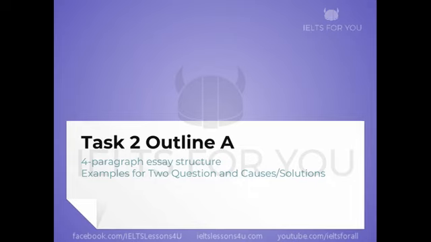Okay, now that we understand what types of essays we might encounter, it's time to start looking at an outline that we can use in order to approach these different essay types. So here we're going to look at a 4-paragraph essay structure, and we'll also see examples for the 2-question type and causes and solutions type. This one is called the outline A. We're going to introduce A, B, and C. So let's start with outline A.